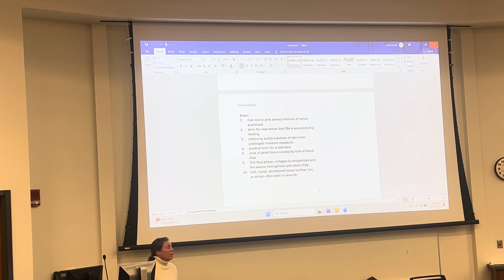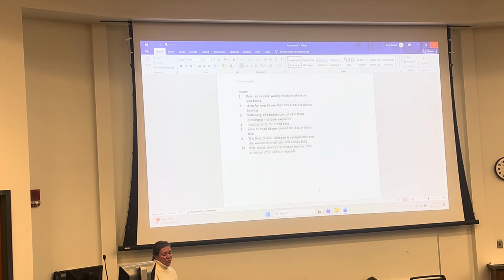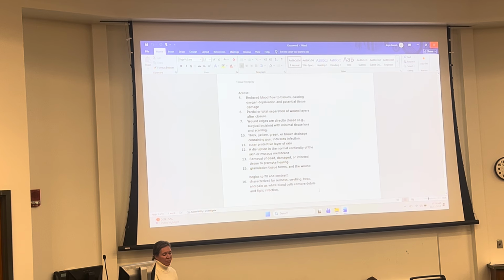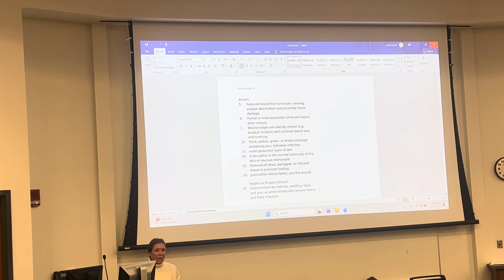Yeah, it's slough, okay? And so as we're assessing, we want to see granulation tissue, that's good. We don't want to see slough, that's dead, bacterialized tissue. We will need to get that out of there. All right, moving across then, we're at Ian, reduced blood flow to tissues causing oxygen deprivation and potential tissue damage.